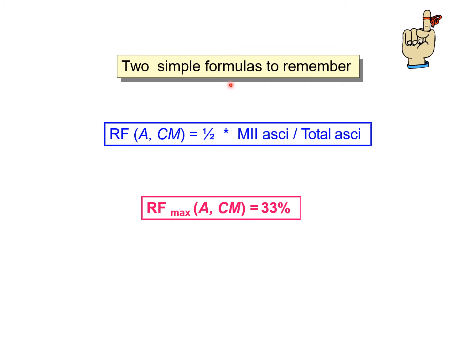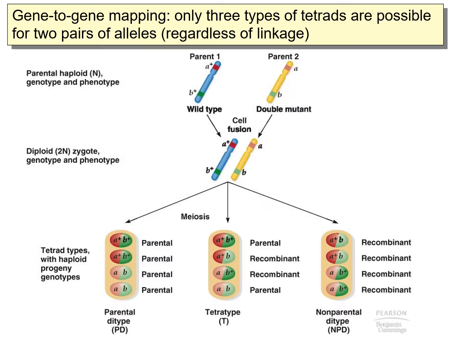So two simple formulas to remember. Recombination frequency between A and centromere is equal to 1/2 of the M2 ascus sac divided by the total ascus sac. Now, that was how to find out the distance between centromere and A gene.